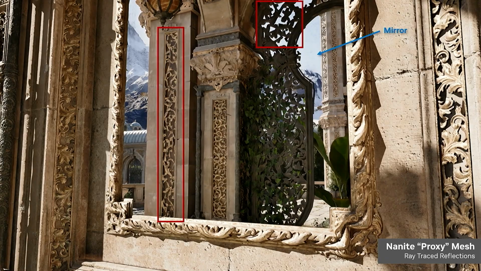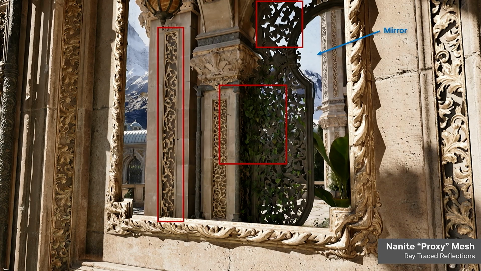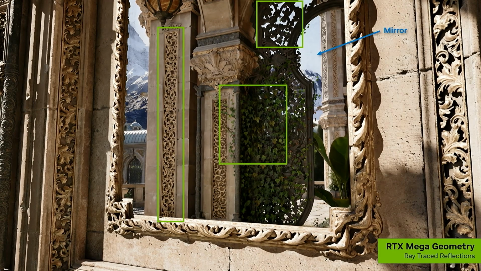The difference here will probably be harder for some of you to see, but the geometry is much more faceted and jagged with the proxy mesh, and full quality, exactly as the artist built, with Mega Geometry. Another example here is where foliage doesn't come out quite right in the proxy, and in some cases it disappears entirely. And with Mega Geometry, we can bring it back.